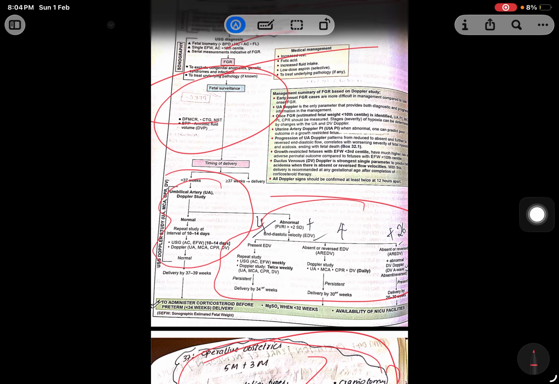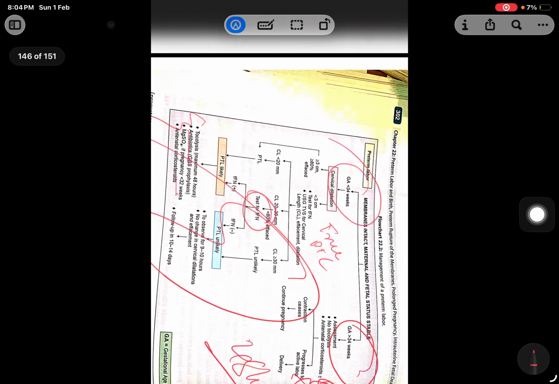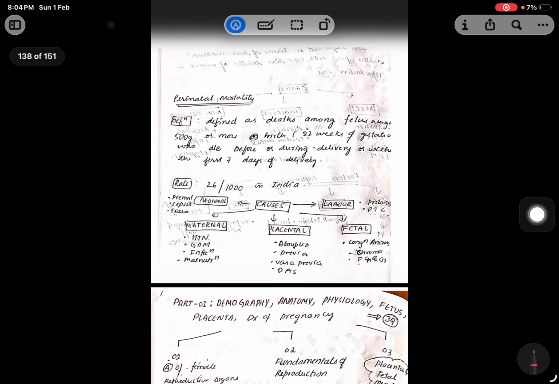But if it's abnormal, for example, if end diastolic velocity, EDV, is still present, then you need to monitor the baby. But if it's absent, then obviously deliver by 30 weeks after giving the prophylactic steroid dose, magnesium dose, and also GBS prophylaxis. But if it's reversed, then the immediate thing is you have to deliver the pregnancy irrespective of the status. And as I told, the obstetric parts I have already discussed. So that's it with regard to the obstetric part.